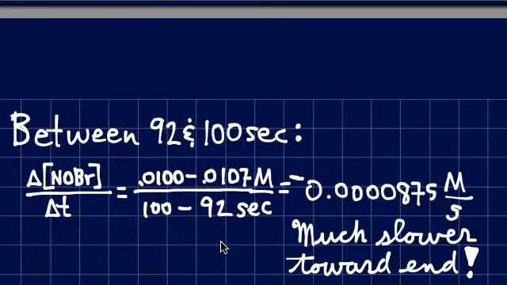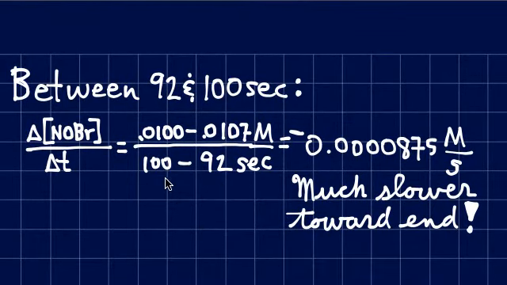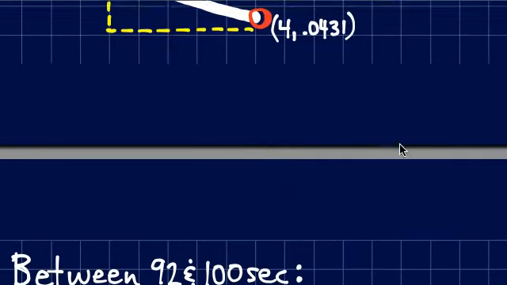If I look at the last 8 seconds, from 92 to 100 seconds, the data looks like I end at the very end at 0.01, and at 92 seconds, I have 0.0107. So that would give me 0.0007 divided by 8 seconds, a small number. And this is much slower than we had toward the beginning.